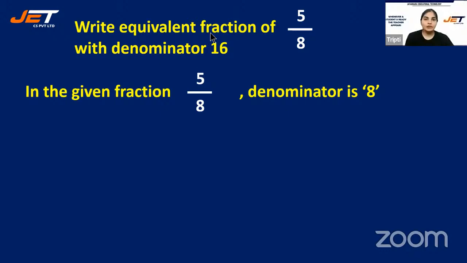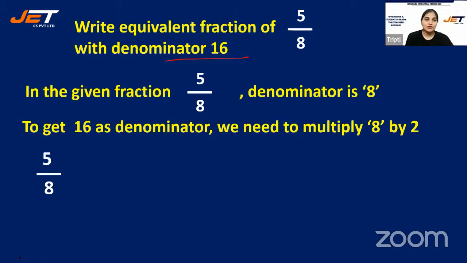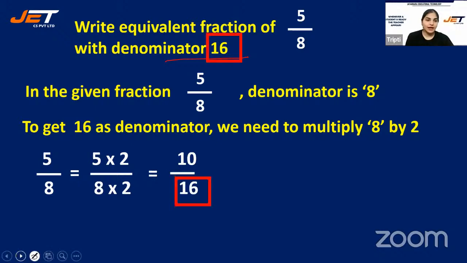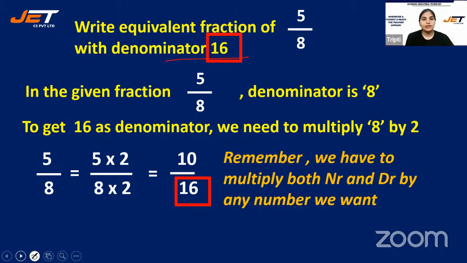Here, write equivalent fraction of 5 by 8. Again, the condition is the denominator should be 16. So what can you do with 8 to get 16? Yeah, I can do 8 times 2. That means I have to multiply the numerator also by 2. So this is 10 by 16. Okay, that's how we do it.